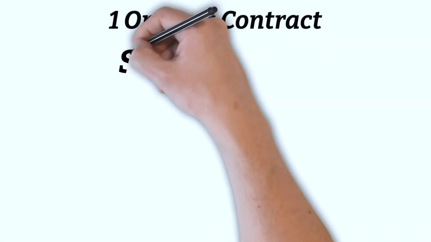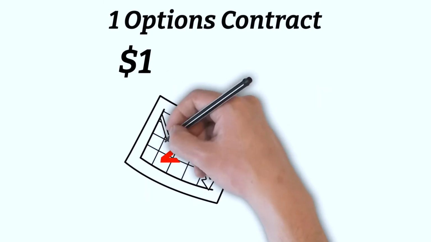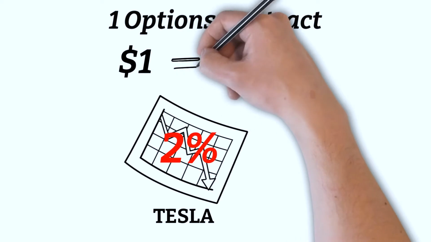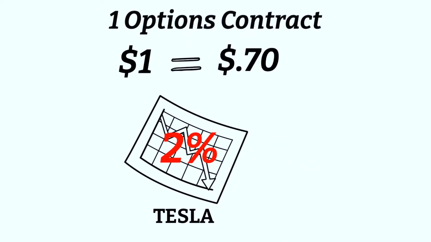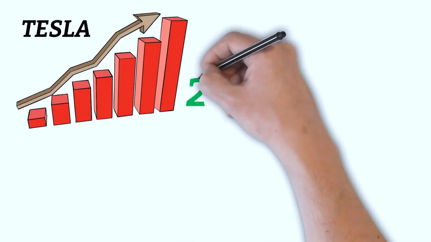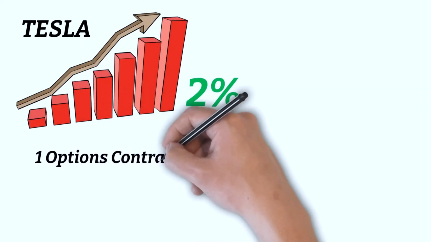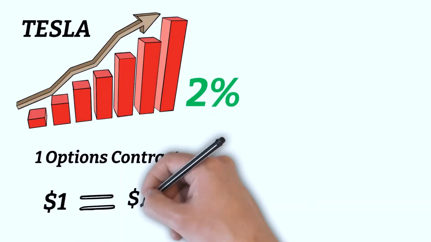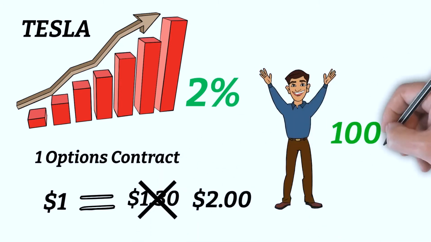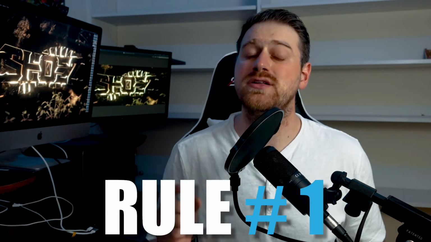For example, you could purchase an option contract which is worth $1, and after a sudden 2% drop of the underlying stock, let's say Tesla, your contract would now be worth 70 cents. That's a big drop. Now, of course, this also means if the stock itself went up 2%, then your option contract would now be worth anywhere from $1.30, maybe $2, which would be a 100% gain in your option contract. But due to these wild price swings, this brings me to rule number 1.